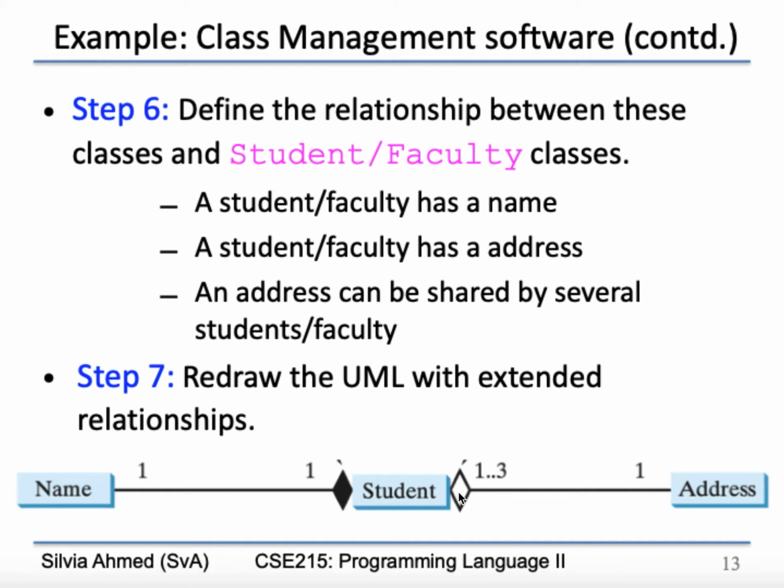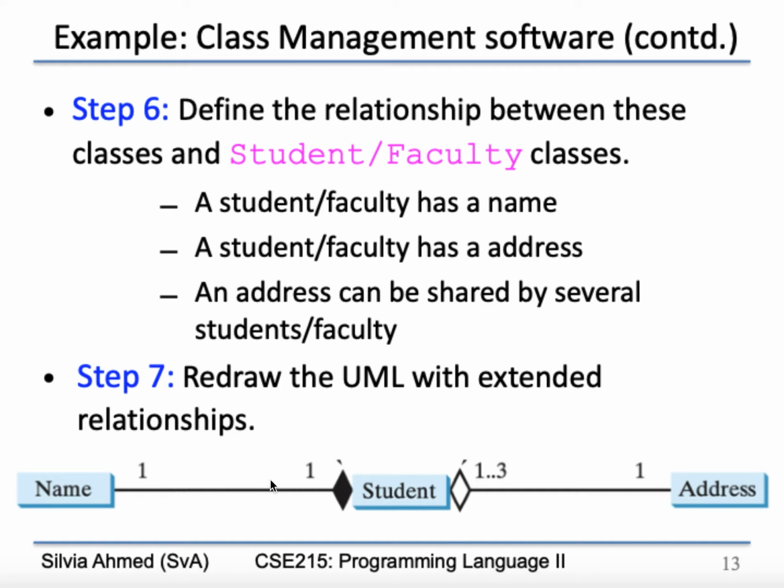So the diamond symbol is given with the owner class, student, and with the owned class, there is nothing. If we have this diamond symbol, we don't need to write the name of the relationship and we don't need to show the arrow.